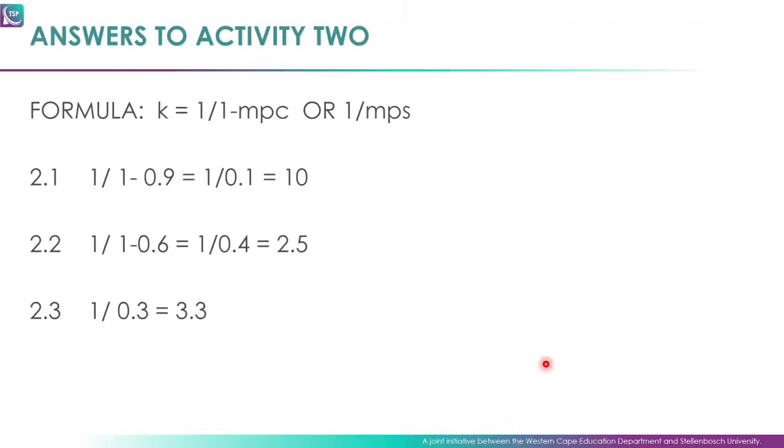So this was a little bit of a trick one here. Right, there you can take down your answers very quickly, or just check your answers once again. So please note there, your formula is K equals 1 over 1 minus MPC or 1 over MPS, because 1 minus MPC is MPS.